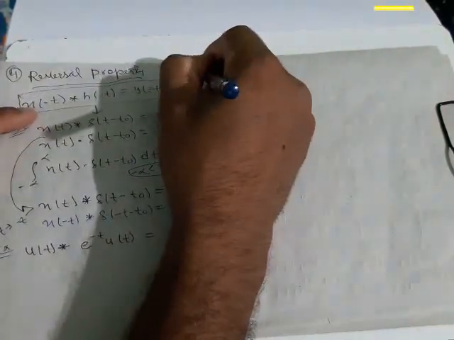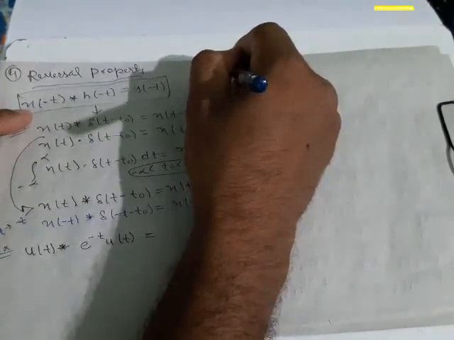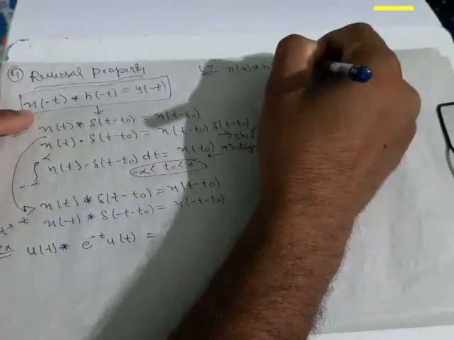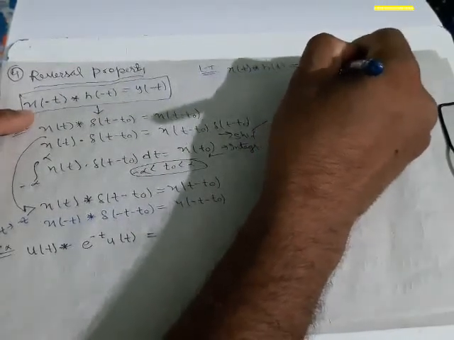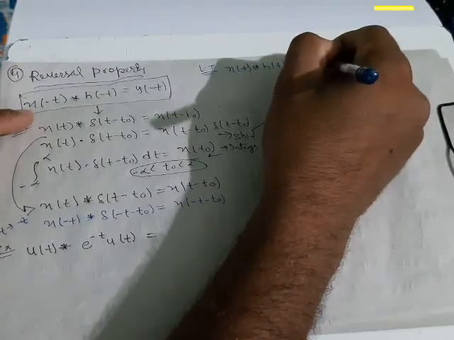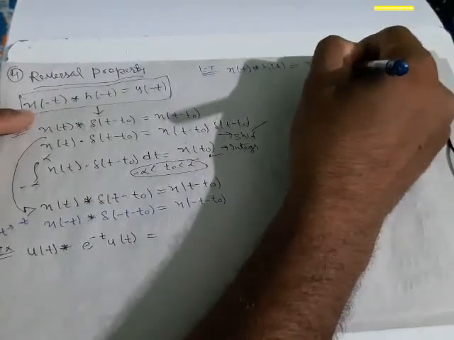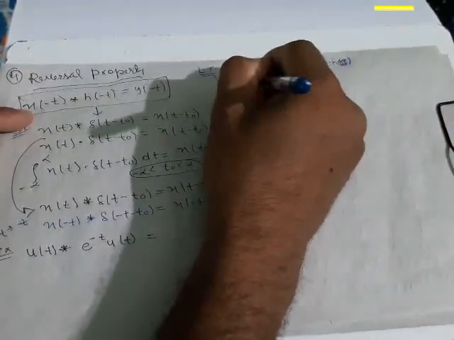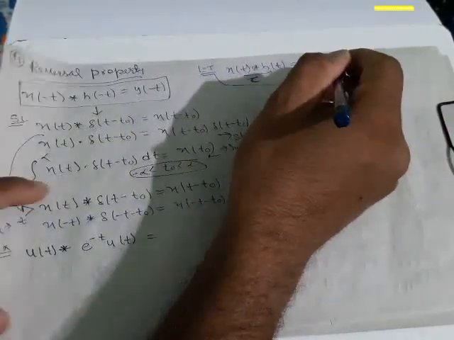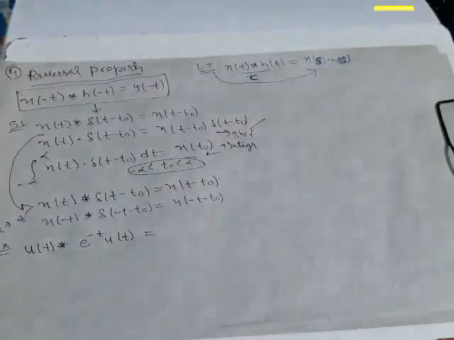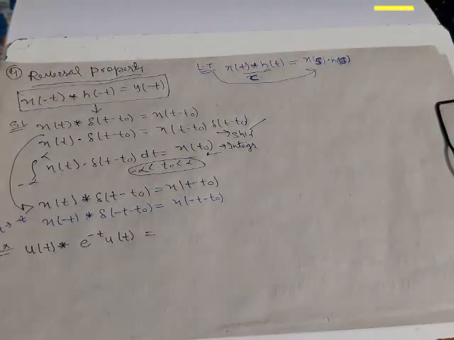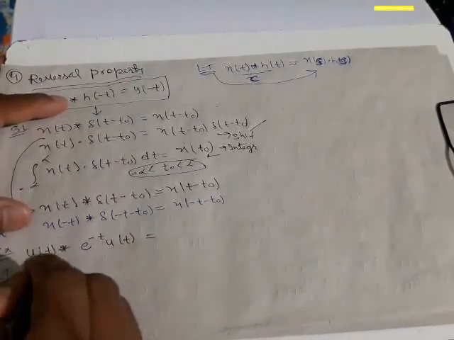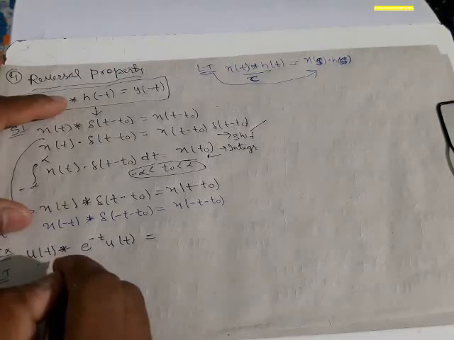Why is it this one only? Because we have already discussed that the convolution of exponential minus t u of t with the unit step is nothing but exponential minus t into u of t only. Or we consider del of t minus t naught convolved with exponential minus t into u of t, which is nothing but exponential minus t naught into u of t minus t naught. That is the property. So for impulse we are getting exponential minus t into u of t. If the impulse response is exponential minus t into u of t, then for u of t we are getting 1 minus exponential minus t into u of t.